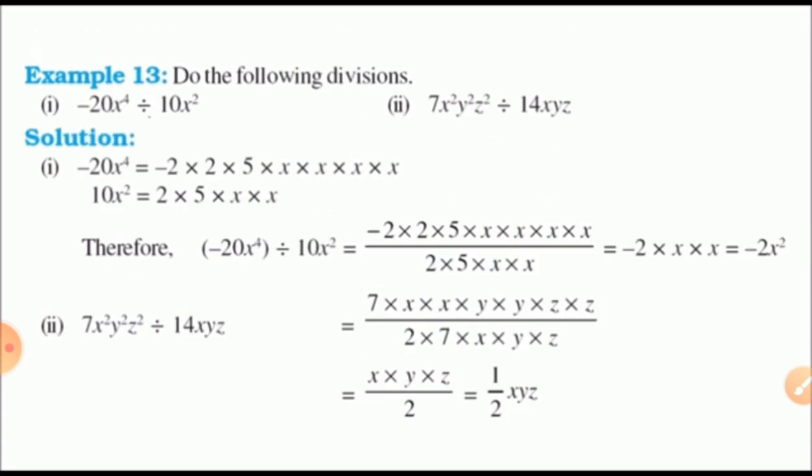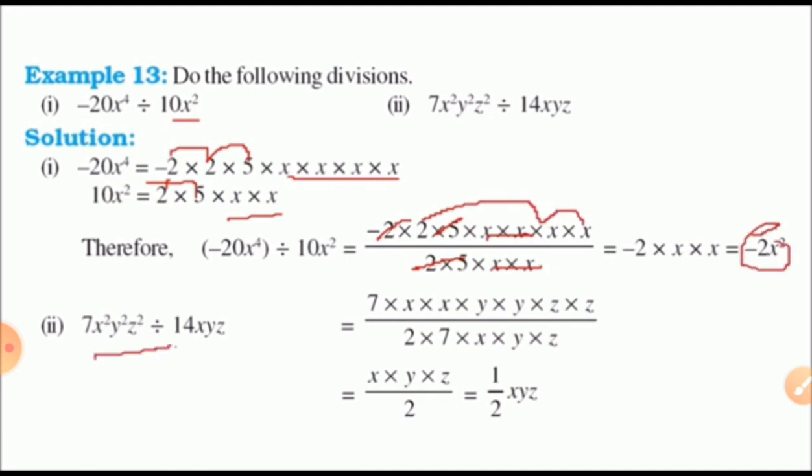In the same way you can use this method. Do the following divisions: minus 20x raised to 4 divided by 10x raised to 2. I can show both the methods here. Whichever you use, it is a very simple way. First factorization, then cut the common ones. At last you have the answer 2x square, but the minus sign remains as it is. 7x square yz, y square z square divided by 14xyz, cut it, you have 1 by 2 xyz.